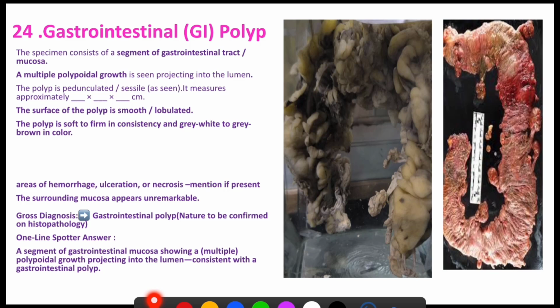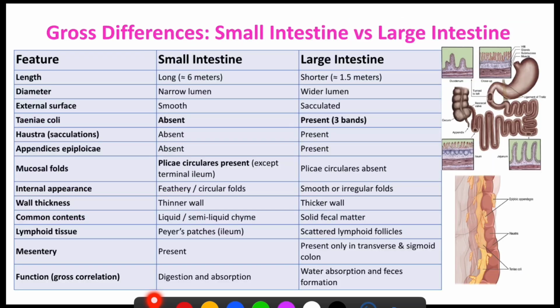Because there is presence of this fat lobule. So what is the name? It is appendices epiploicae, and the differentiating points between small intestine and large intestine are: if we see length, it is long in small intestine, here it is short, but in exam we are getting only a piece of intestine. Diameter, yes, important. Narrow lumen in small intestine, wider lumen here.